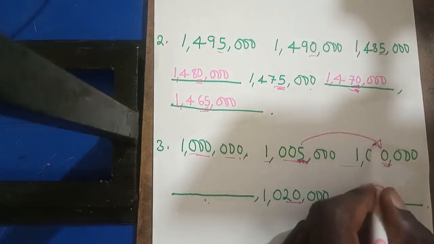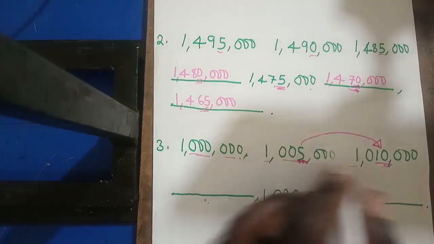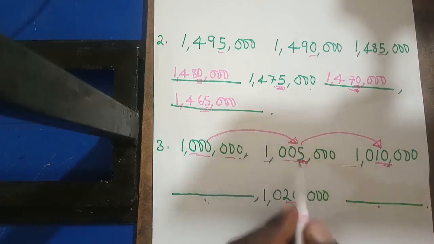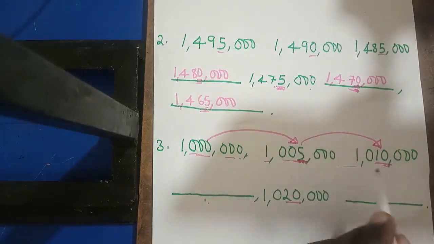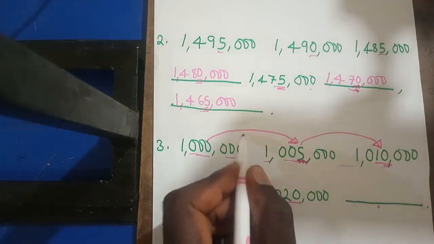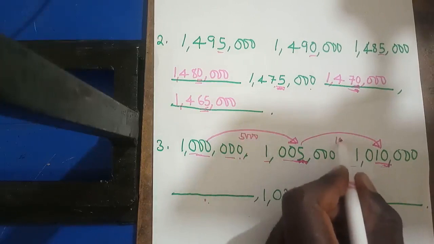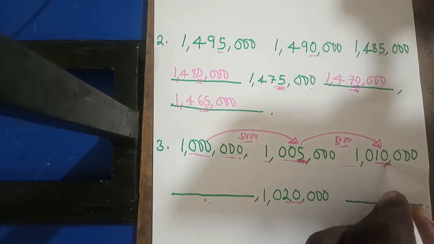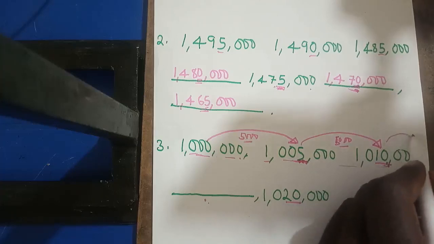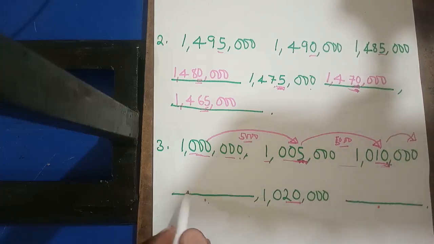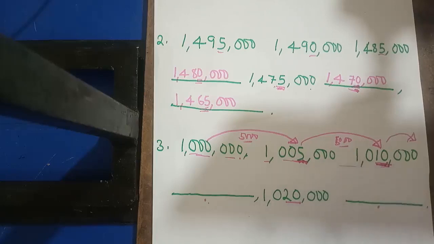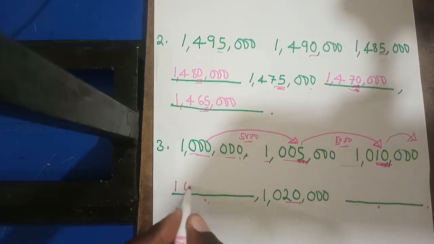Therefore, they are adding by 5,000. From 1 million, they have added 5,000. Everywhere there is an addition of 5,000 to make the next figure. Therefore, to make the next figure again, we need to add 5,000. So if this one is 10,000, plus 5,000, we are going to arrive at 1,015,000.